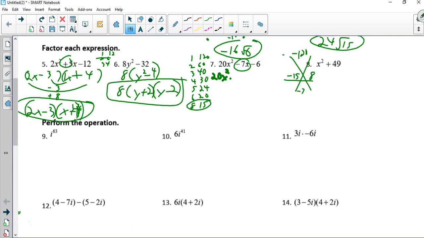So now I'm going to rewrite the negative 7x as minus 15x plus 8x minus 6. And now I'm going to group these two and group these two and use the GCF concept. So what goes into 20 and 15? 5. X squared and x? X. Now I divide. 4x minus 3.